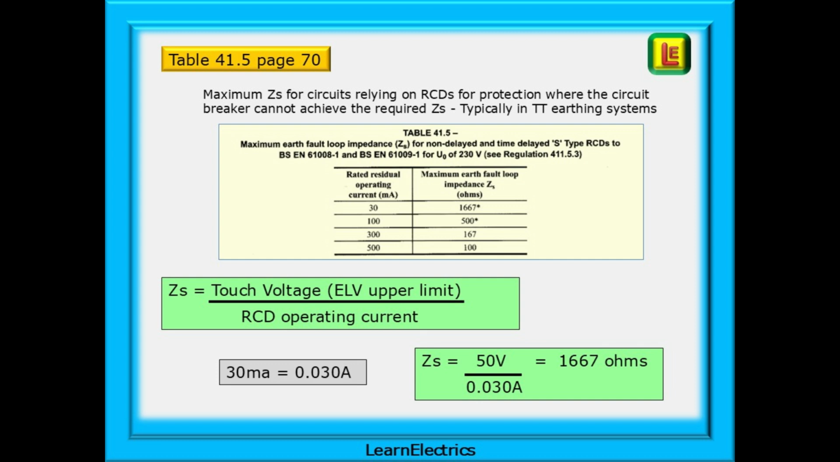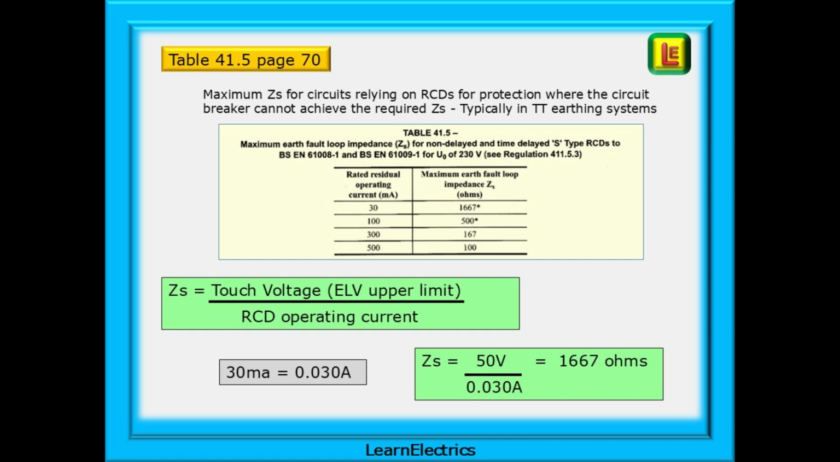Table 41.5 on page 70 is for the maximum Zs for circuits relying on RCDs for protection, where the circuit breaker cannot achieve the required Zs, typically in TT earthing systems. But where does 1667 ohms come from, you ask?